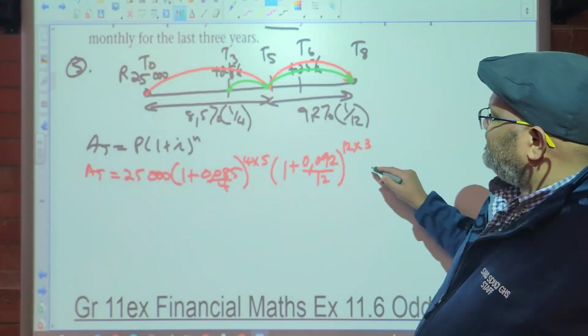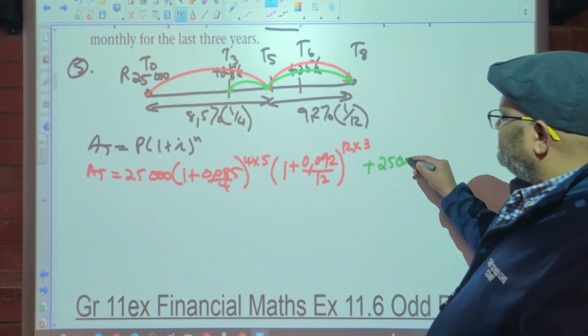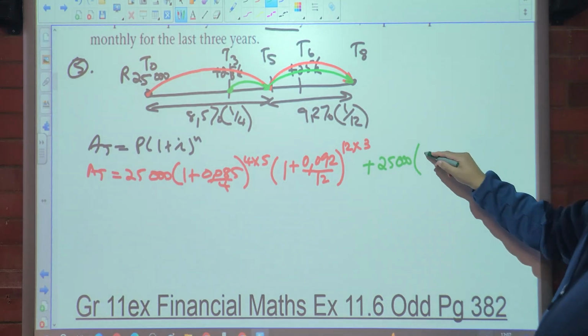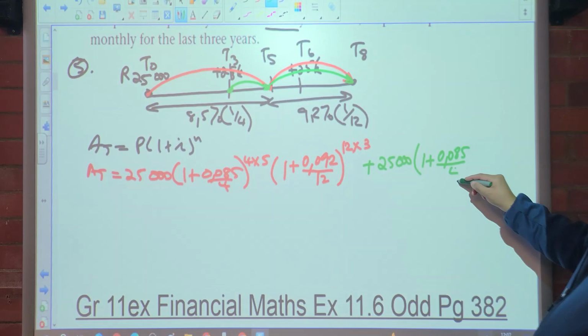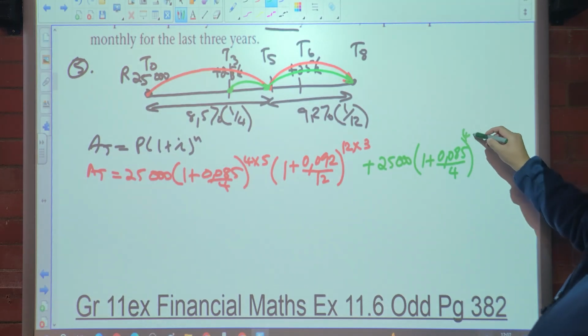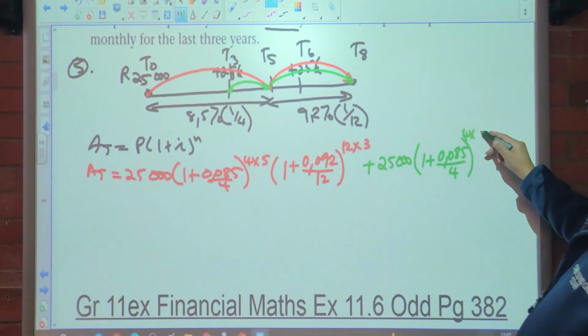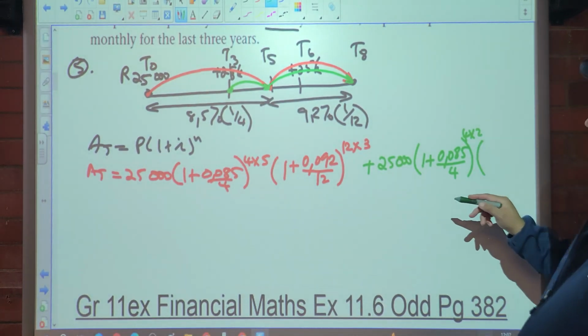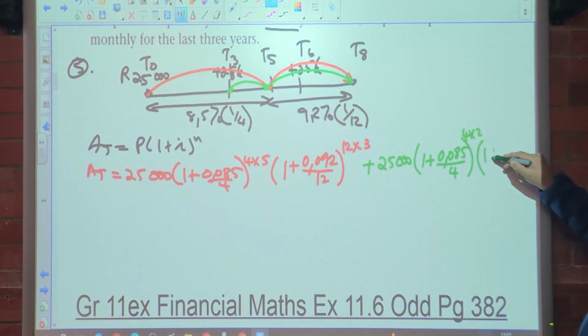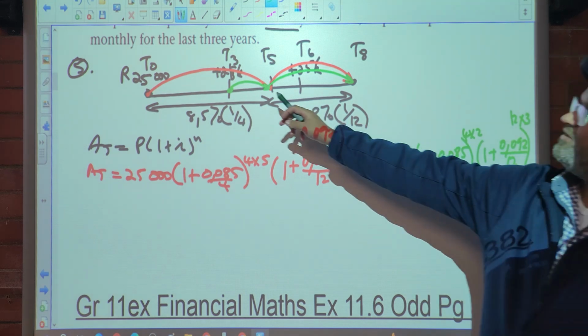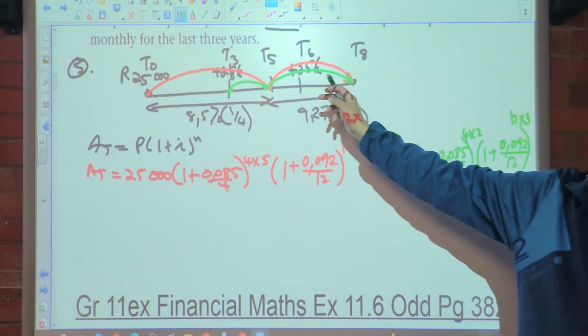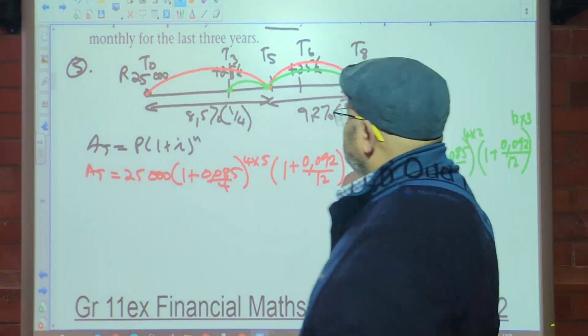So what's happening to that? I'm adding 25,000 rand to the account into 1 plus 0,085 over 4 to the exponent 4 times. And how many years is that for? 2 years. Times this interest factor here, which is 1 plus 0,092 over 12 to the exponent 12 times. Let's see, 3 plus 2 is 5. From T3 to T8 is 5 years. Can you see that? Now what happens?